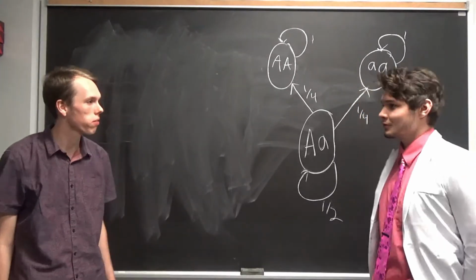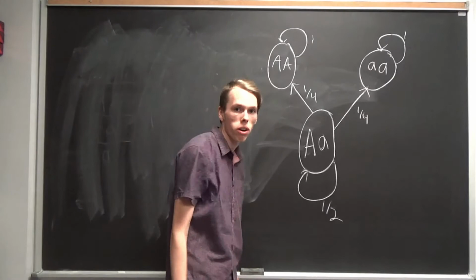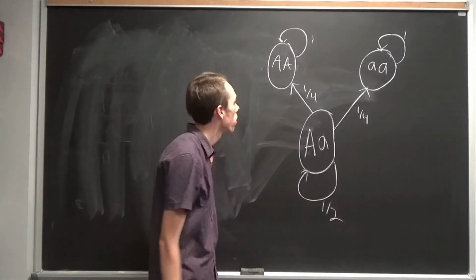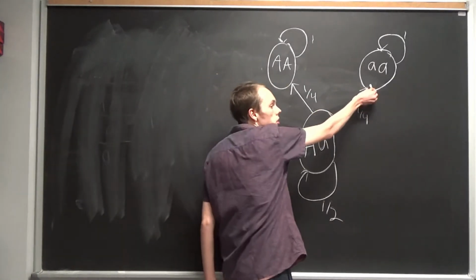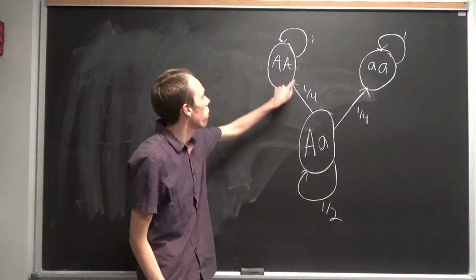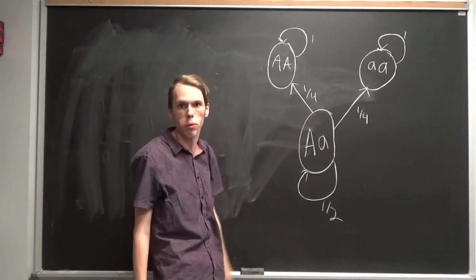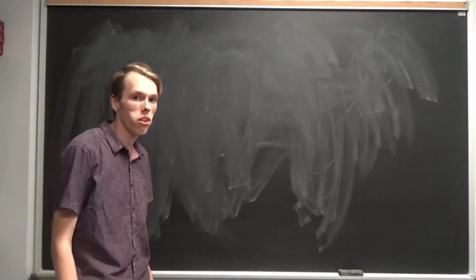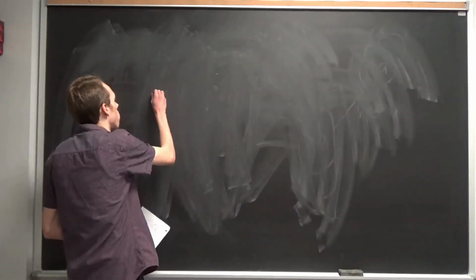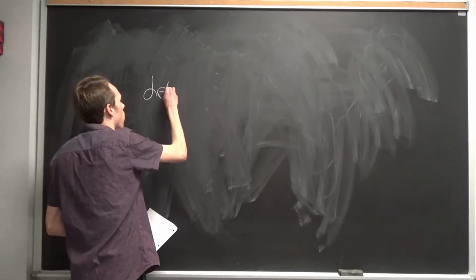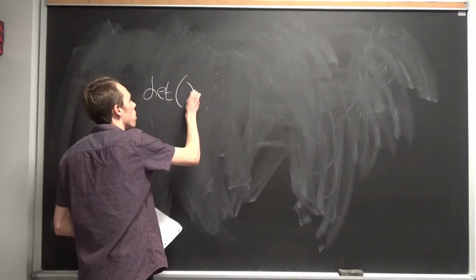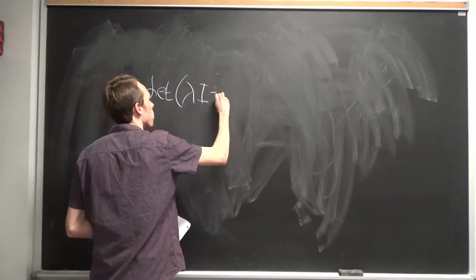Okay, I will, Bruno. As you can see, this Markov chain has two absorbing states: capital A capital A, and lowercase a lowercase a. Since once they are at these states, they return to these states with certainty, or probability 1. You can diagonalize M as before, finding the determinant of lambda I minus M.